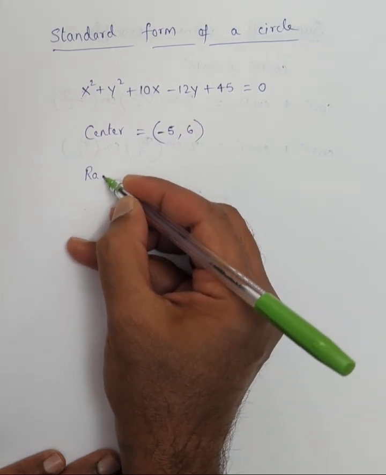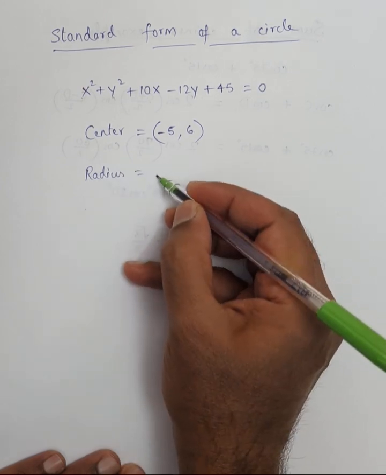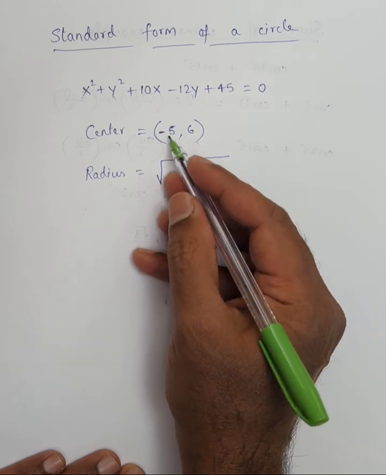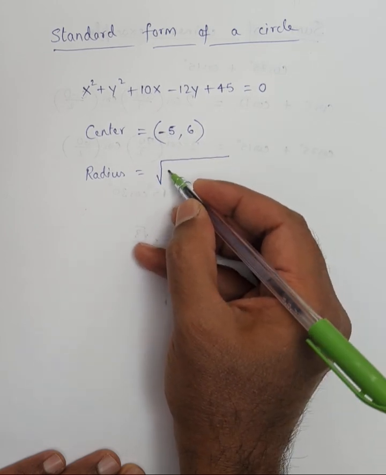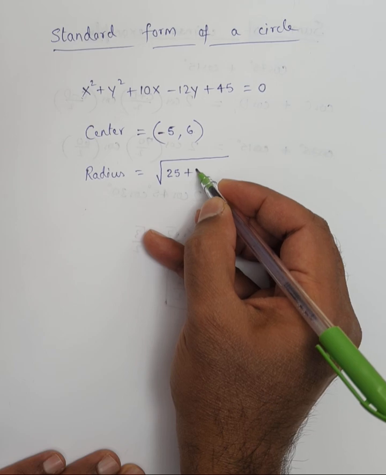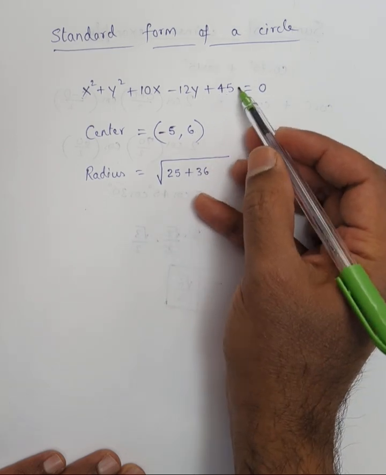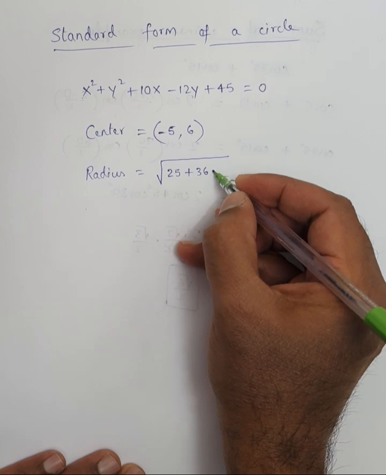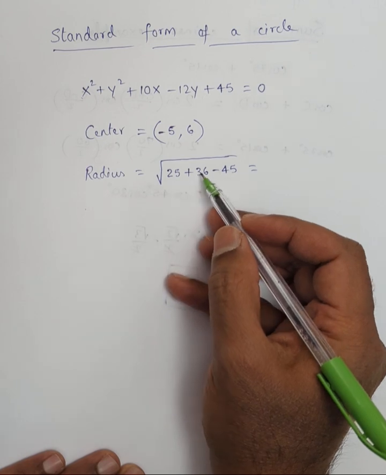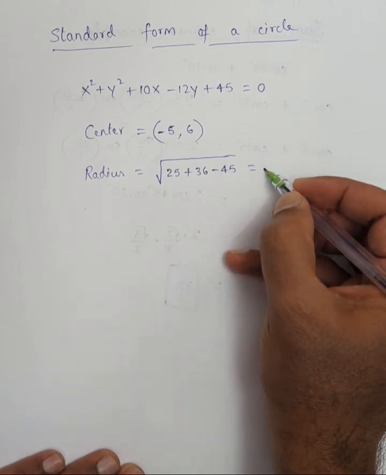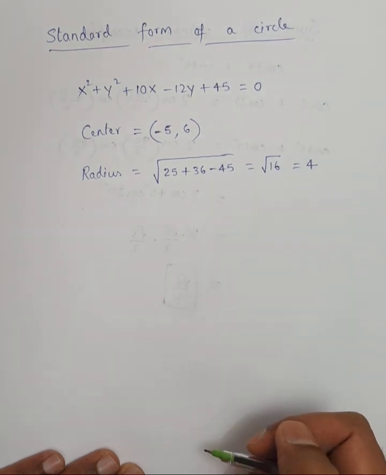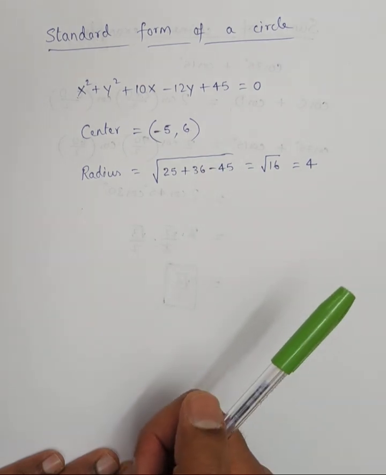And to get the radius, this is what you do. It's a square root of square each of these terms and then add them. So if I square negative 5, I'm going to get 25. And I have to square 6. And I have to subtract this constant term. So this is going to be 25 plus 36 is 61, minus 45 is 16. And square root of 16 is 4. So that's it. So you can get the center and radius this way.